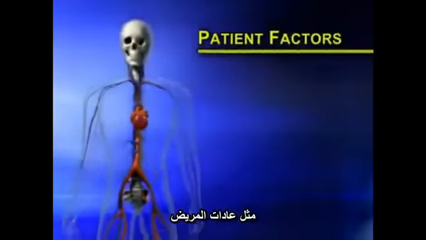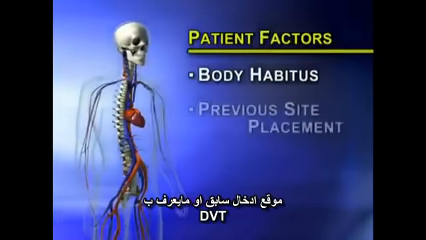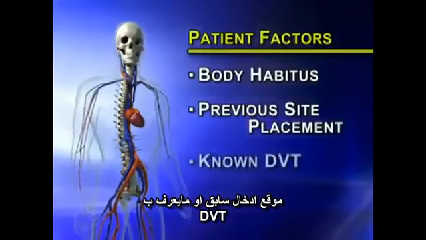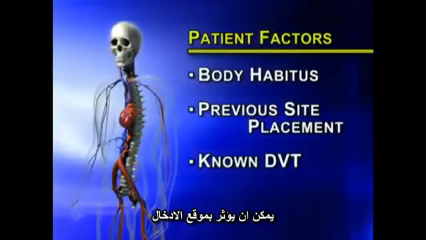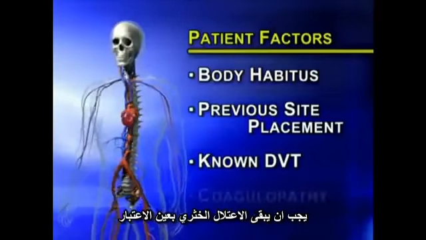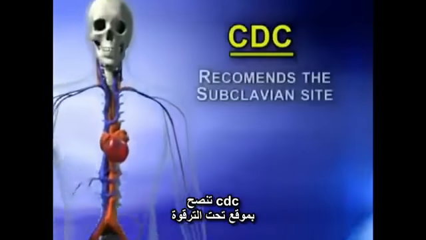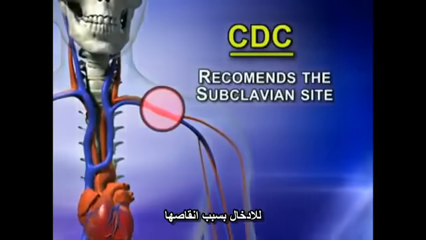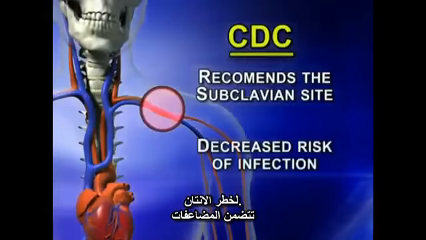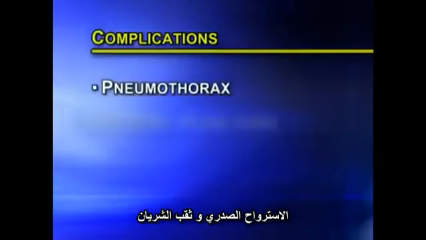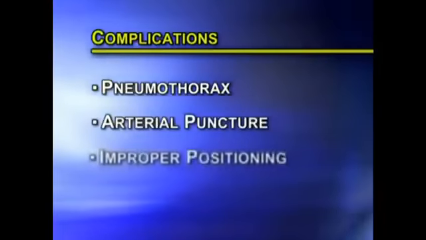Patient factors such as body habitus, previous site placement, or known DVT may also influence the insertion site. Of course, coagulopathy must always be considered. The CDC recommends the subclavian site for insertion because of its decreased risk for infection. Complications include pneumothorax, arterial puncture, and improper positioning.